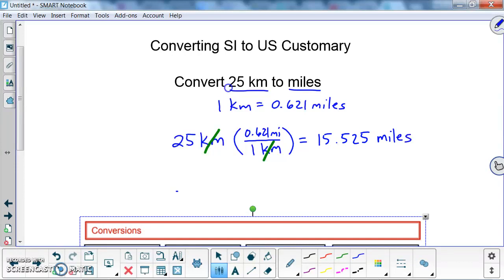Might try my calculator again just to make sure I've got it right. Now, because I started with 2 significant digits here, I really don't want to be that accurate. 15.525 miles isn't what I measured to exactly, so I might go ahead and round this so that I actually have 2 significant digits in my answer.